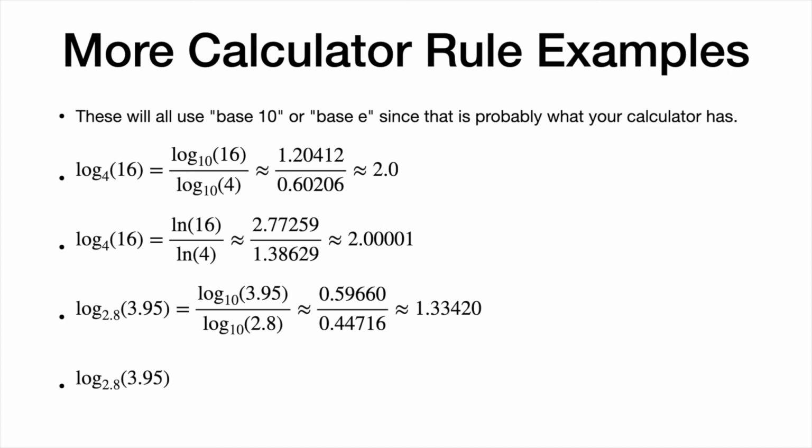Likewise, I can do the same thing with natural log. So natural log of 3.95 divided by the natural log of 2.8. That's going to give us 1.37372 divided by 1.02962, and that's again going to give us 1.33420. So you can see that we're getting the same answer because of our calculator rule. The calculator rule says that it doesn't matter which base your calculator has, as long as you do the logarithm of the value divided by the logarithm of the base you wanted to use, it will give you the right answer.